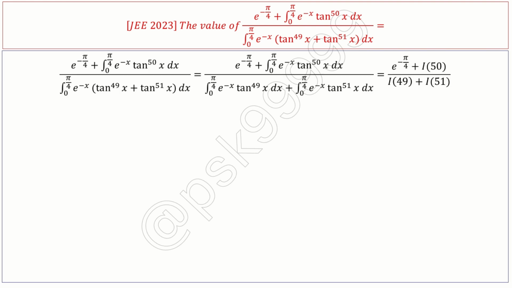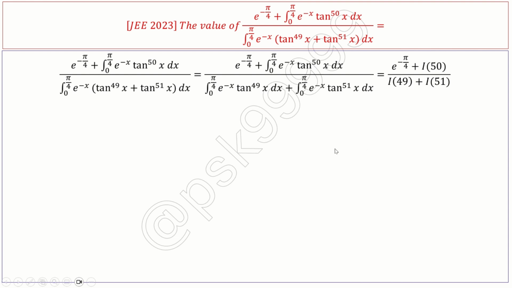So what is the general term which I need to solve the integration for? If I expand this given integration, the denominator will become integration from 0 to pi by 4 of e to the power of minus x tan of 49x dx plus integration of e to the power of minus x tan of 51x dx. And you have integration of e to the power of minus x tan of 50x dx in the numerator, right? So I will call this I of 50. So e to the power of minus pi by 4 plus I of 50, divided by I of 49 plus I of 51, correct?